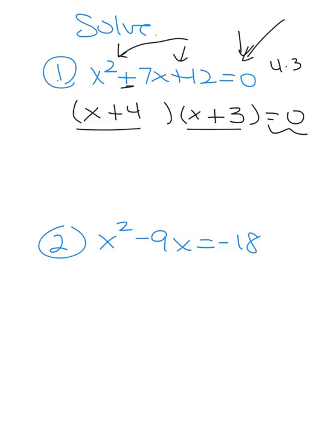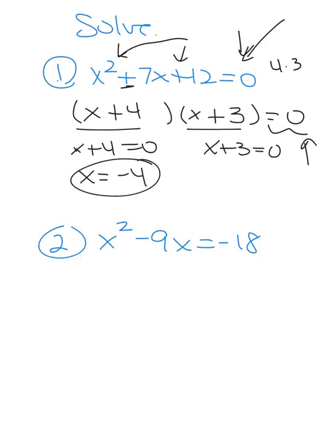So because of the zero product property, I know that either x plus 4 has to equal 0 or x plus 3 has to equal 0 in order for my solution to be 0 when I'm multiplying. So I bring 4 to the other side, and I have x is equal to negative 4, or I have x is equal to negative 3. They're my two solutions for number 1.